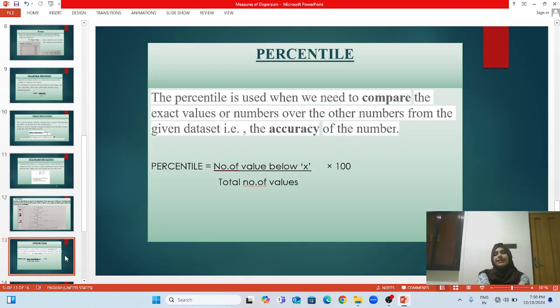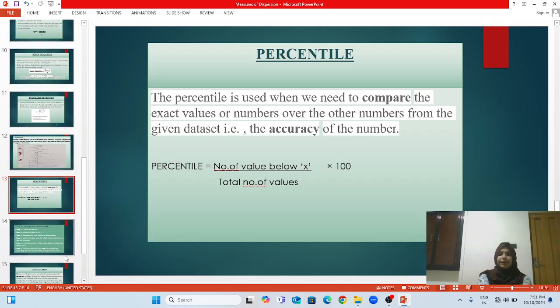Now let's see the fifth measure of dispersion, that is percentile. Percentile is used when we need to compare the exact values of numbers over other numbers from the given data set. That is the accuracy of the number. Percentile is used to compare, that means we need to compare the values.